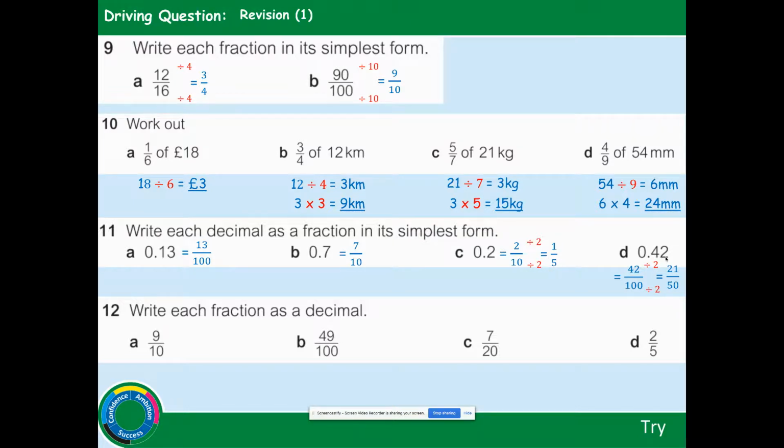Write each fraction as a decimal. Okay, so we've got tenths. So that's the first column after the decimal, one place. So it's going to be 0.9. 9 tenths. This is your tenths column. 49 over 100, so there's going to be two digits. What two digits? These two digits, 0.49.